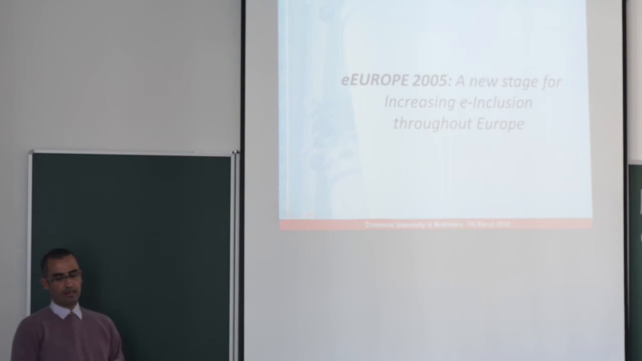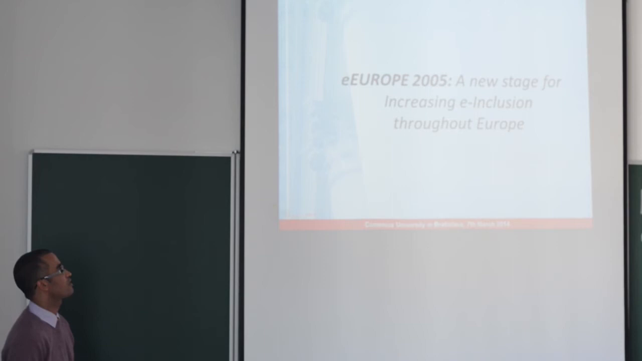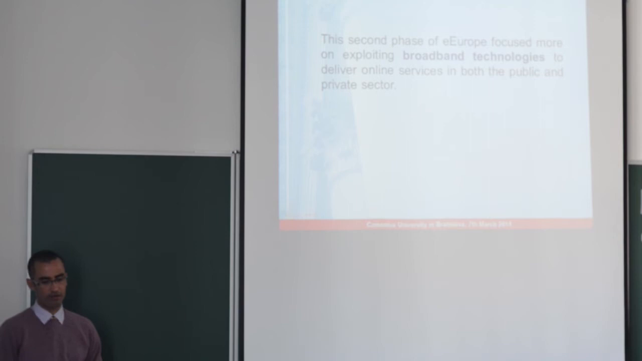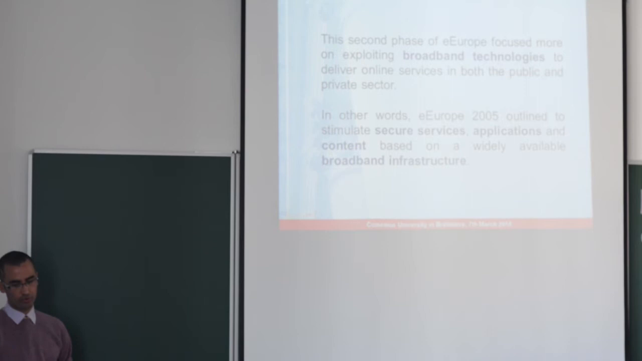So, the next project, E-Europe 2005, a new stage for increasing e-inclusion throughout Europe. It was a continuation of the previous one. This second phase of E-Europe focused more on exploiting broadband technology to deliver online services in both the public and private sector. Because before they tried to offer internet to everybody, to expand it. And now their policy is to focus on people, to use it for their benefit.